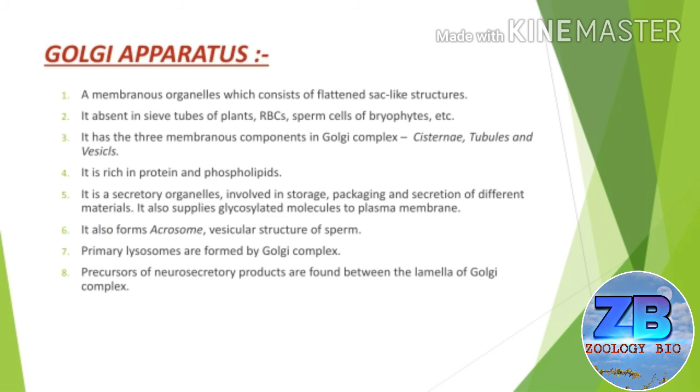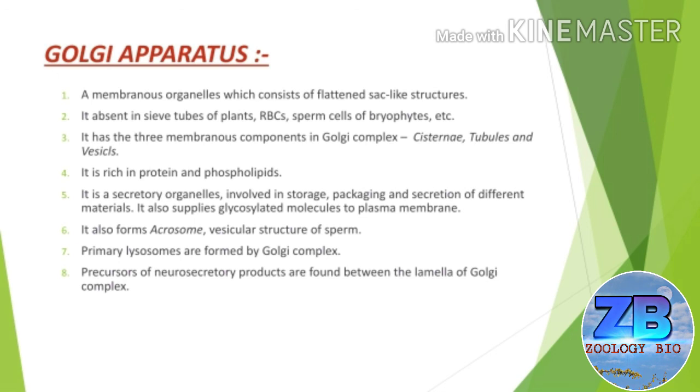The functions of Golgi apparatus are as follows. Number one, Golgi complex is a secretory organ. It is involved in storage, packaging, and secretion of different materials. The second one is proteins in the form of zymogen granules originate from Golgi complex and fuse with plasma lamella. This contributes to the renewal of constituents of membranes as well. Number three, it also supplies glycosylated molecules to the plasma membrane.